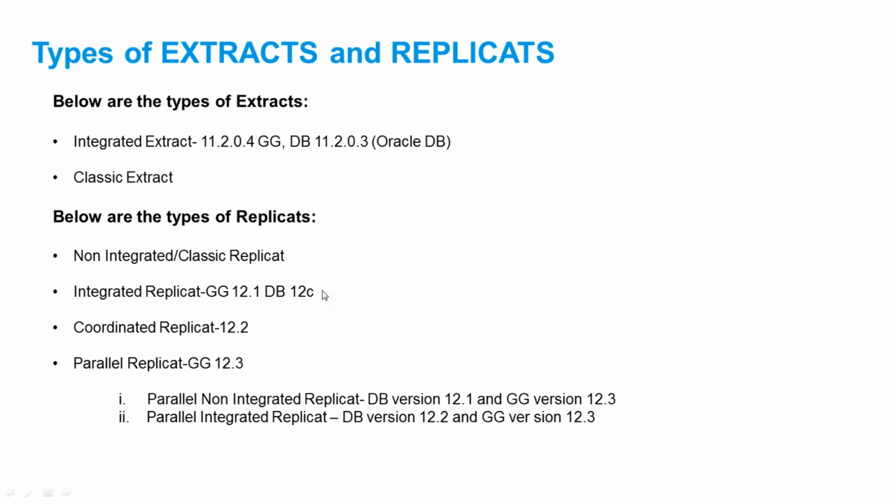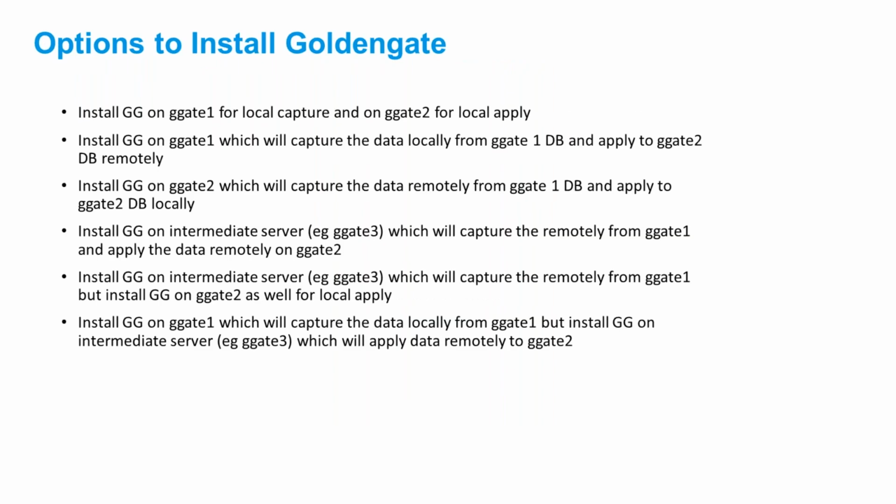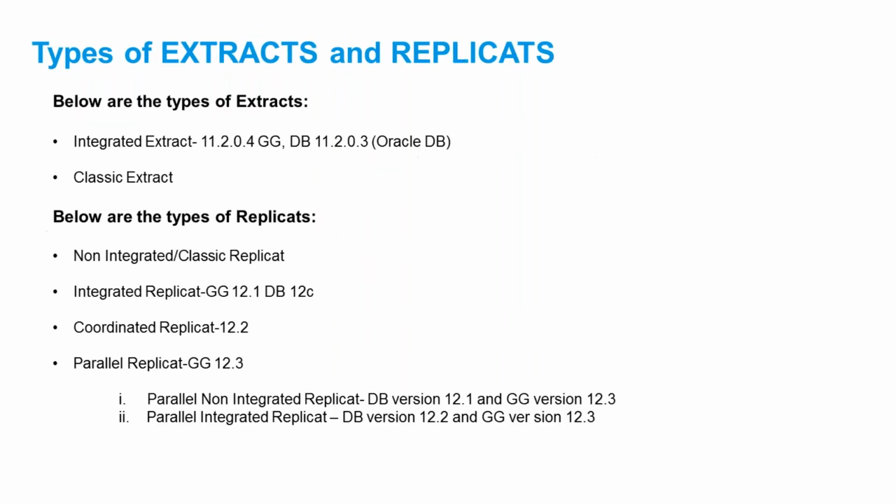Okay. So now let us move to different types of extracts and replicats. So this topic, I think many of you must be waiting for. Okay. So what are the different types of extracts and replicats? So below are the different types of extracts: integrated extract and classic extract. So two types of extracts which are available are integrated extract and classic extract.